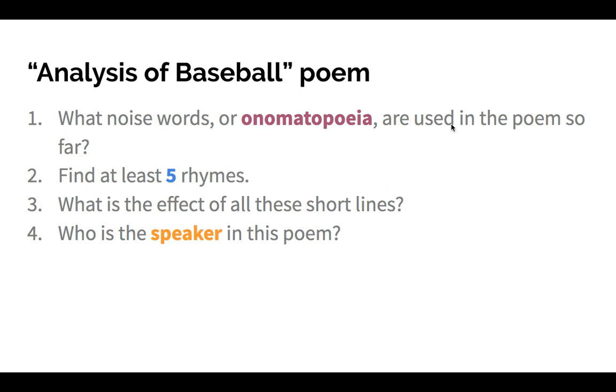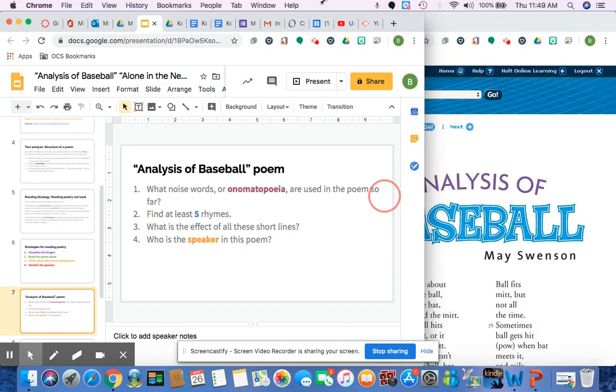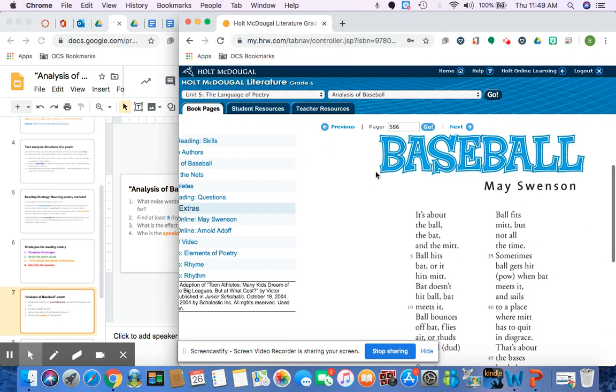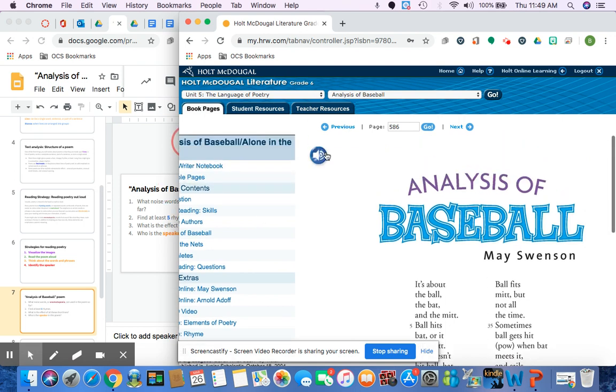So, some questions I want you to think about. One, what noise words or onomatopoeia are used in the poem so far? Two, find at least five rhymes. Three, what is the effect of all these short lines? And finally, four, who is the speaker in this poem? At this point, I'm going to exit full screen. On this side of the screen, I have the textbook. During the audio recording, I just want you to pay attention, and we will be going back to these questions later.